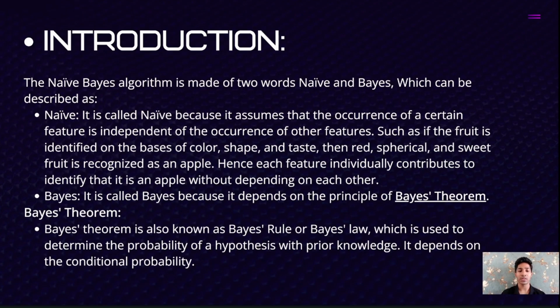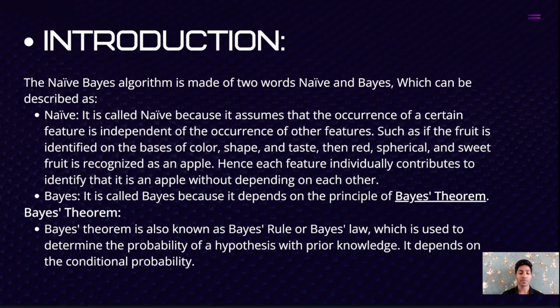The naive-Bayes algorithm is made of two words, naive and Bayes. It is called naive because it assumes that the occurrence of a certain feature is independent of the occurrence of other features. For example, if a fruit is identified on the basis of color, shape, and taste, then a red, spherical, and sweet fruit is recognized as an apple. Hence, each feature individually contributes to identifying that it is an apple, without depending on each other.